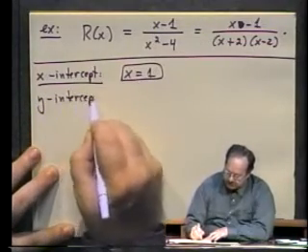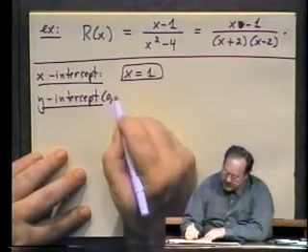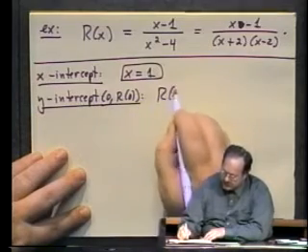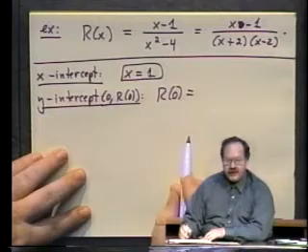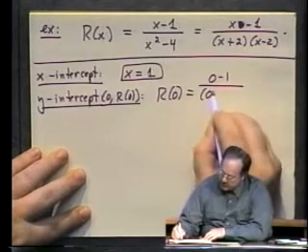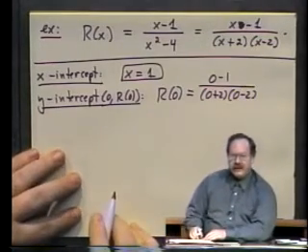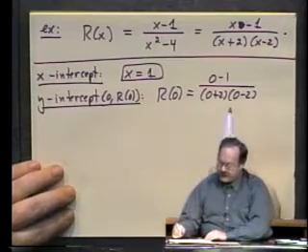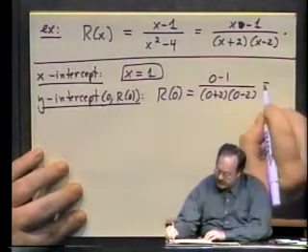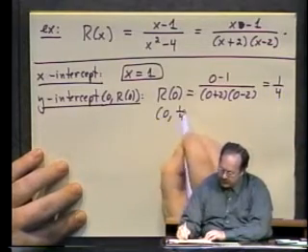Y-intercept, well, let's see. That, remember, is the point 0, r of 0. So I'll compute r of 0, which means substitute 0 in. On the top, I get 0 minus 1 over 0 plus 2 times 0 minus 2. Getting rid of all the zeros, I simplify and I see that the bottom gives me minus 4. The minus on top then gives me plus 4, so I have 1/4. And so the point in question is 0, 1/4.